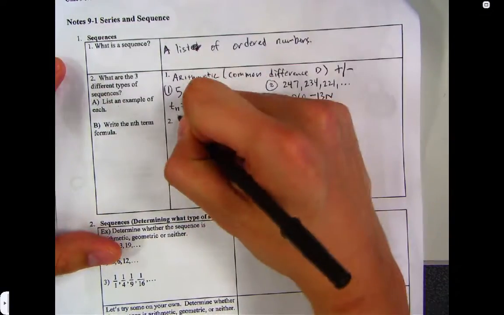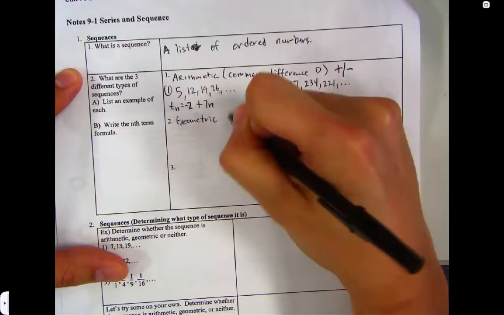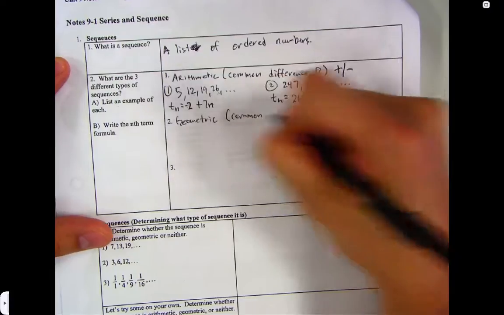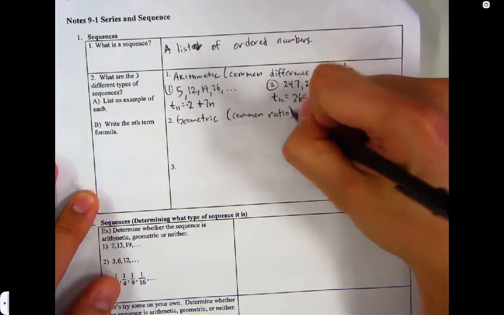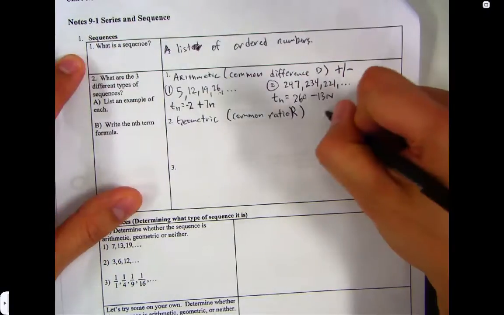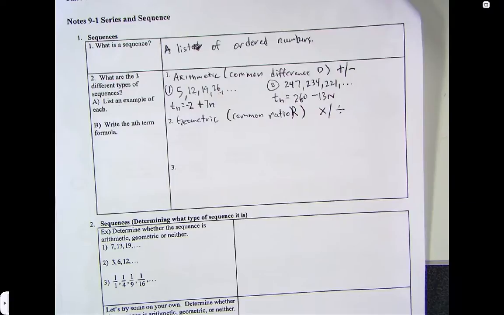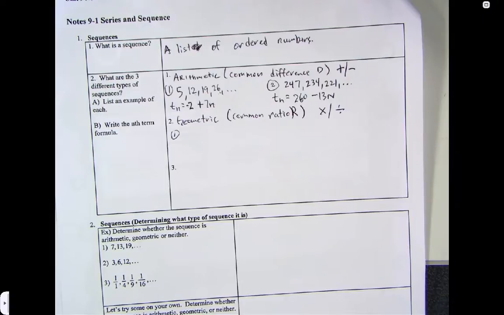Okay. The second sequence is geometric. And this is from geometry. You compare shapes, so we call it a common ratio. Okay, and we'll call that R. So instead of adding or subtracting, you're going to multiply or divide by the same number. Alright, so let's think of easy examples. Don't try to make it so complicated, please. Just pick a small number.